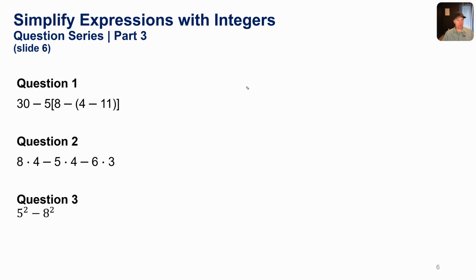Okay, so looking at question number 2 now, we have 8 times 4 minus 5 times 4 minus 6 times 3. So in this case, we have basically 3 multiplication problems that we need to solve first before subtracting them. That's the 8 times 4 part, the 5 times 4 part, and the 6 times 3 part. So 8 times 4 is equal to 32, minus symbol, 5 times 4 is equal to 20, minus symbol, 6 times 3 is equal to 18.